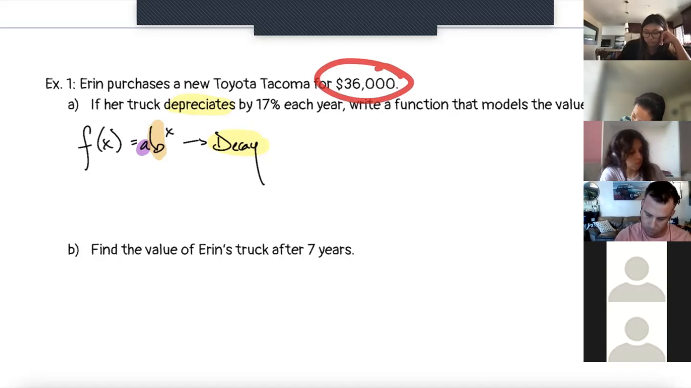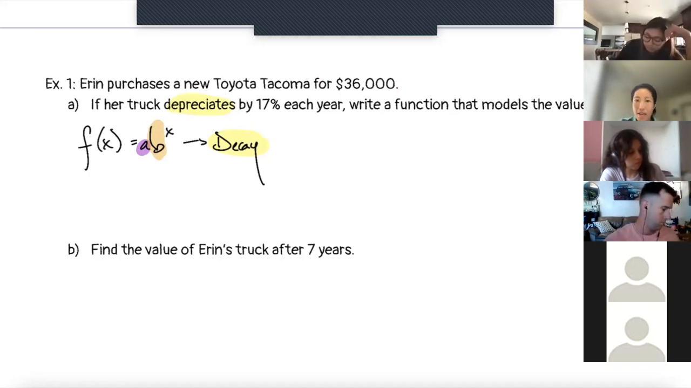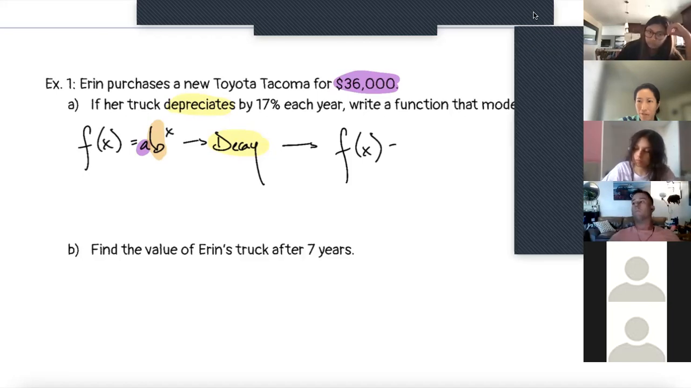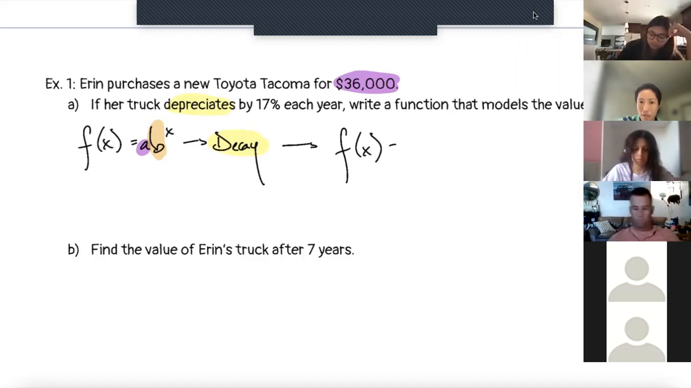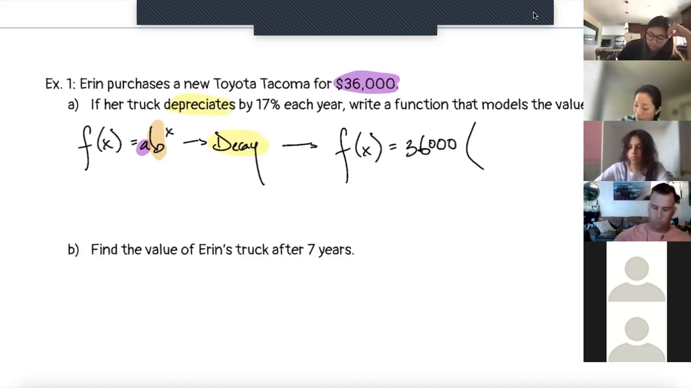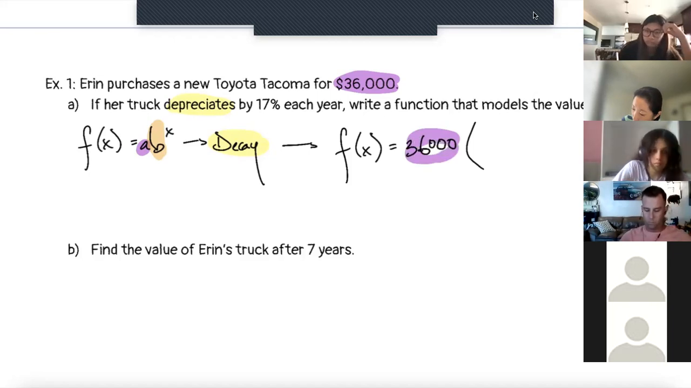And so we'll get f of x equals, instead of A, we'll write 36,000. And then we want to think about what our B value is, okay? I'll wait for the screen to catch up a little bit. There we go. All right, so we have our A value in here as 36,000.